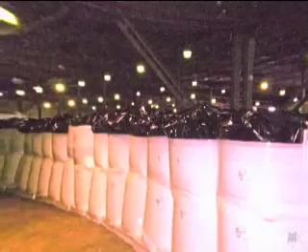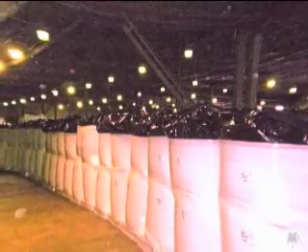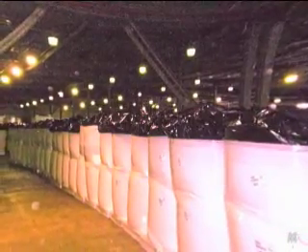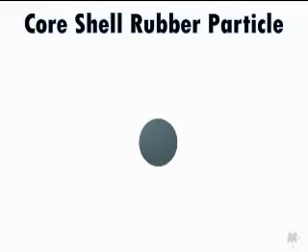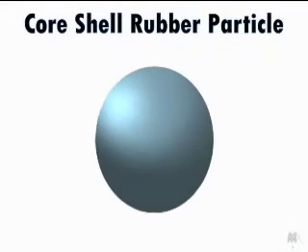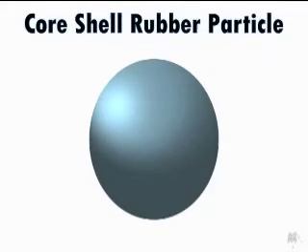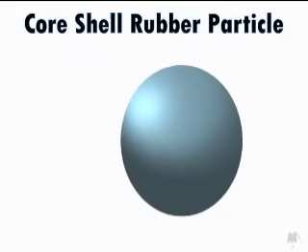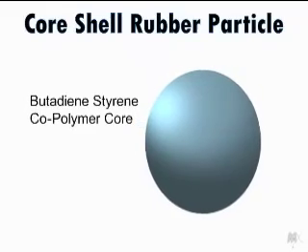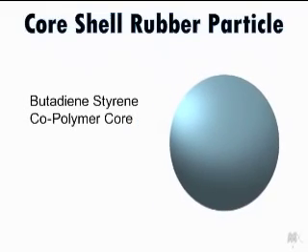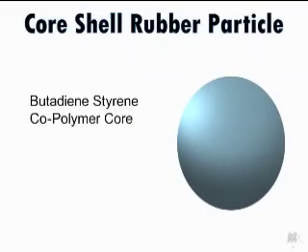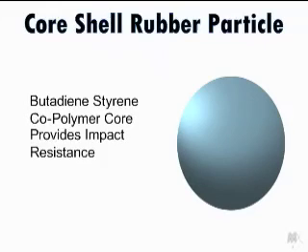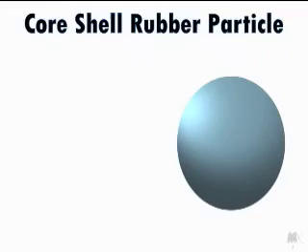Core shell rubber particles have been used to toughen various polymeric systems since the early 1960s. As the name core shell rubber implies, a CSR particle begins with a spherical core. This core is typically comprised of a butadiene styrene copolymer, which is essentially a rubber compound. The chemistry of the core provides the impact modification performance and toughening desired for the polymer matrix.